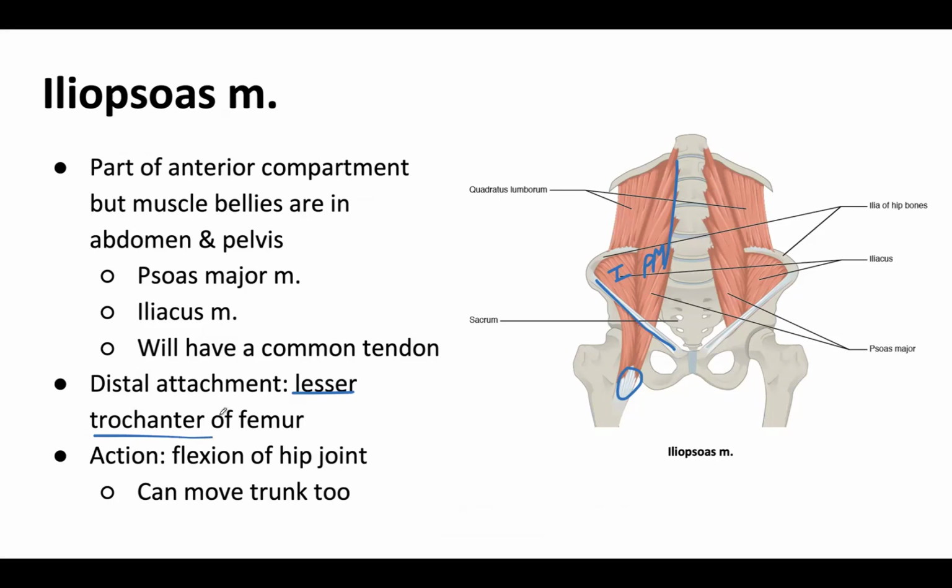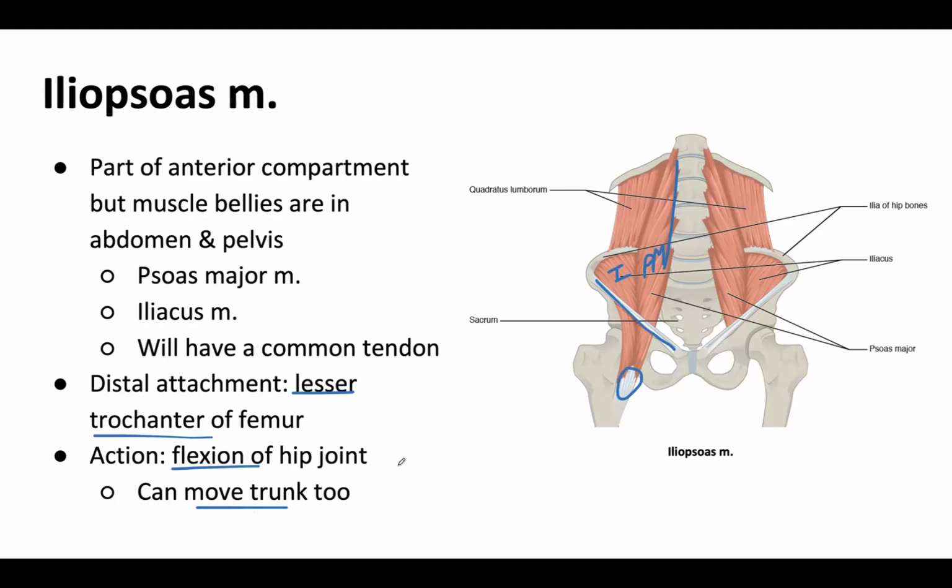When they contract, they will powerfully flex the hip joint. Generally, this is the prime mover for flexion. But due to its proximal attachments, it is capable of moving the trunk as well when bilaterally contracting. So when both are contracting, it can initiate flexion of the trunk.